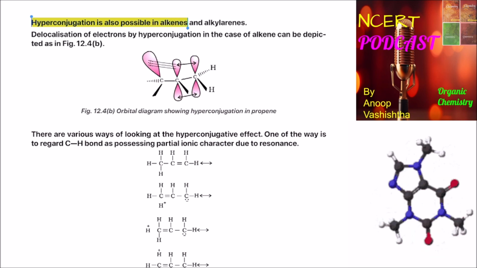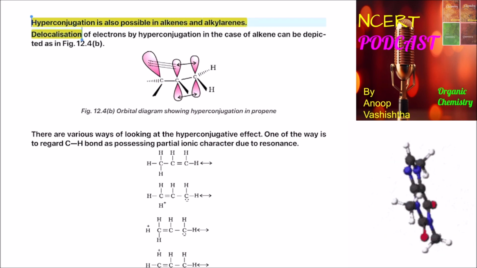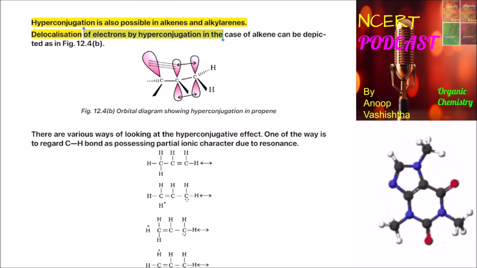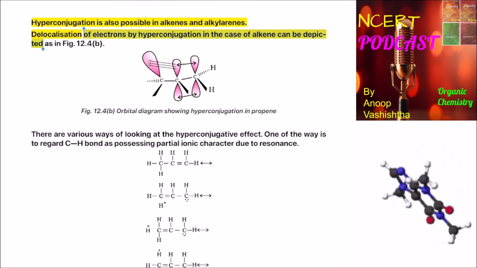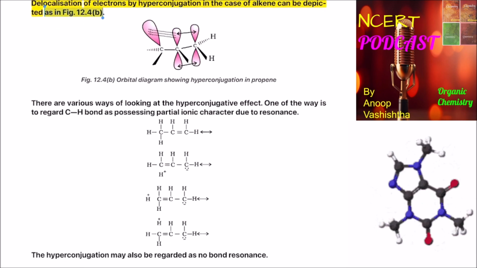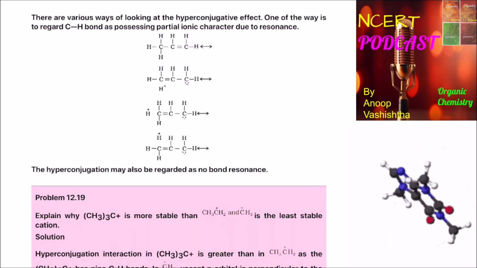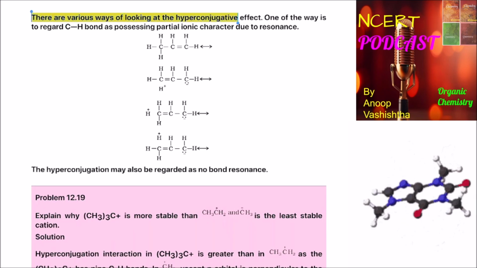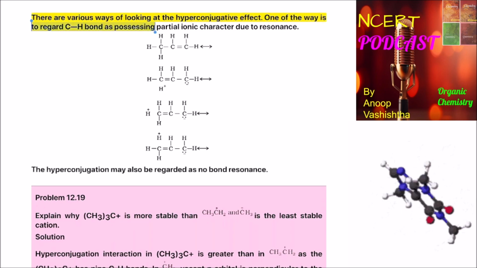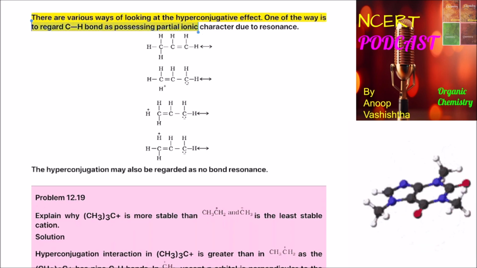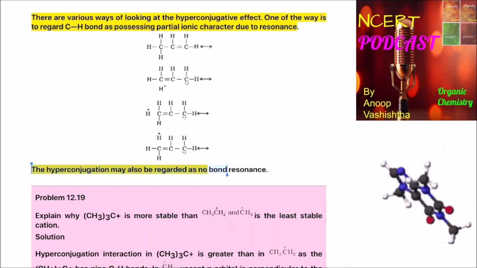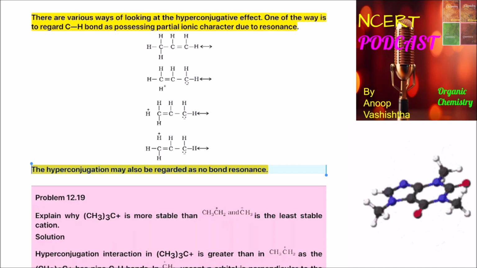Hyperconjugation is also possible in alkenes and alkyl arenes. Delocalization of electrons by hyperconjugation in the case of alkene can be depicted as in figure 12.4b. There are various ways of looking at the hyperconjugative effect. One of the ways is to regard C-H bond as possessing partial ionic character due to resonance. The hyperconjugation may also be regarded as no bond resonance.